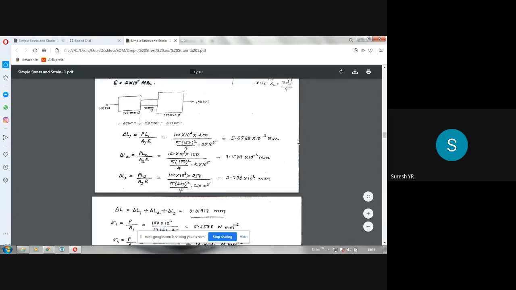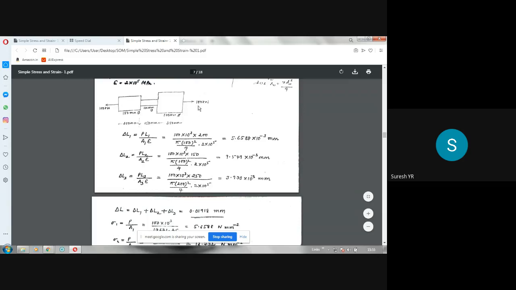So this is the elongation in the first portion. This rod will elongate by this much, a very small value. Similarly, if you take the second bar, the formula is the same because it is a uniform bar. L2 is 150 mm, D2 is 100 mm. The formula is P L2 divided by A2 into E.